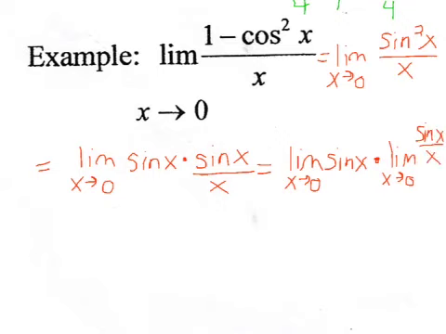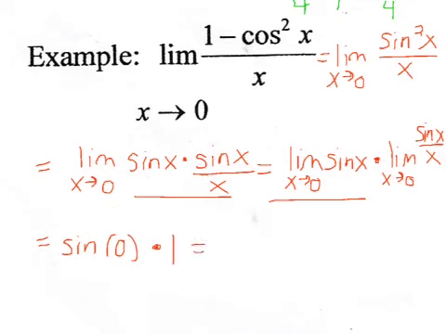That is one of our properties of limits, that we can break up f of x times g of x as the limit of f of x times the limit of g of x. So now we can simply take 0 and plug it in for the first portion. And then the second portion is our theorem, so we know that that equals 1. And we know that the sine of 0 is 0. So 0 times 1 equals 0.